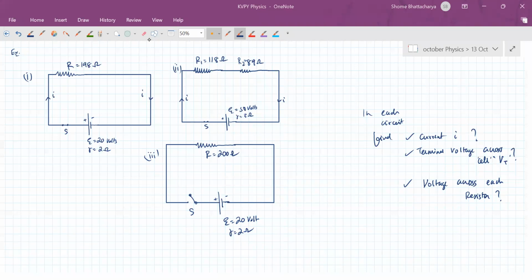Can you scroll up just for the real cell part? Yeah. Because I'll scroll up for 1 second.